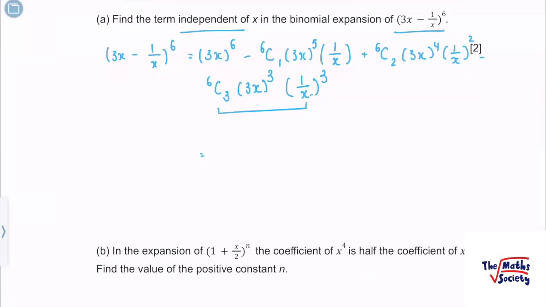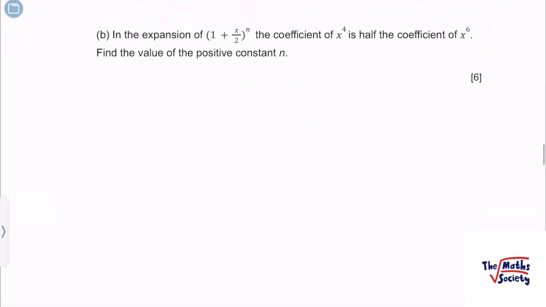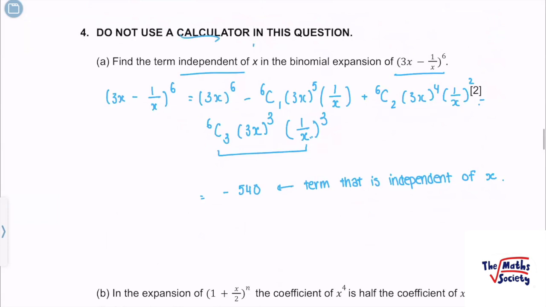So it's going to be 6c3, so it's going to be 6c3 multiplied by 3 power cube. So that's just going to be, because there's a negative here, negative 540. So that's going to be the term that is independent of x. Yep. And then we'll go on to B. So I think this one says to not use a calculator, yeah?